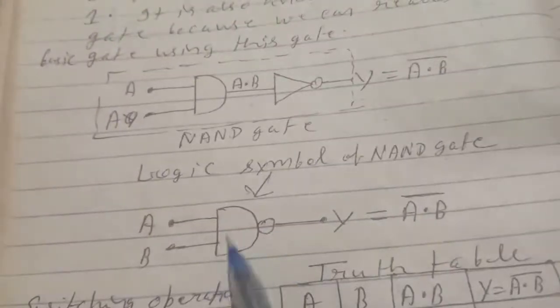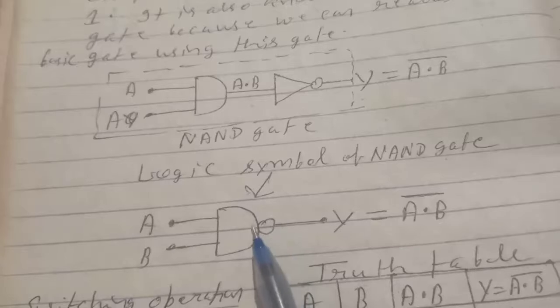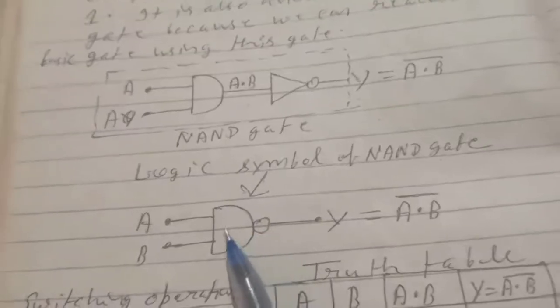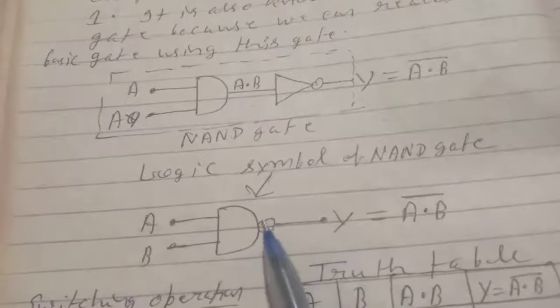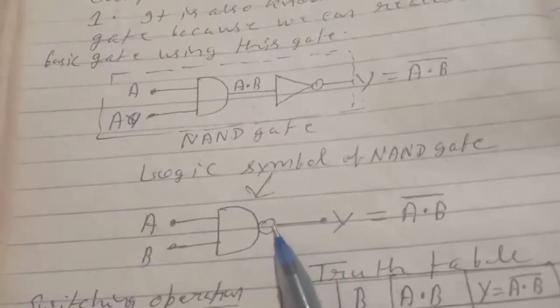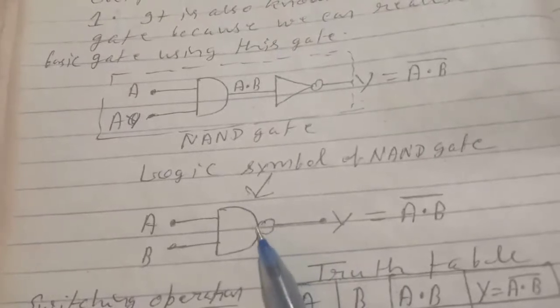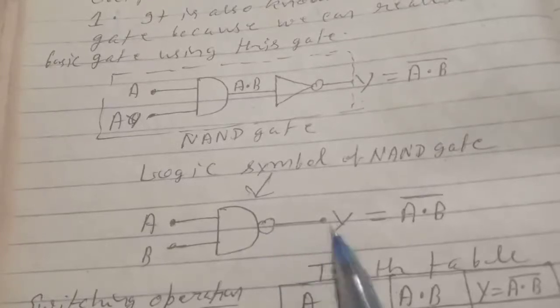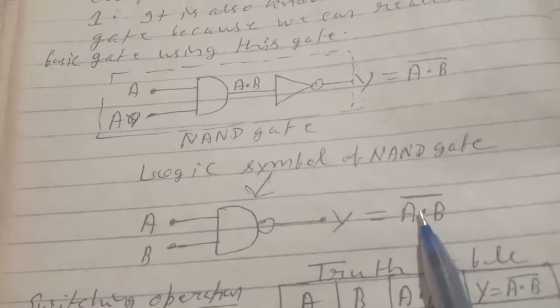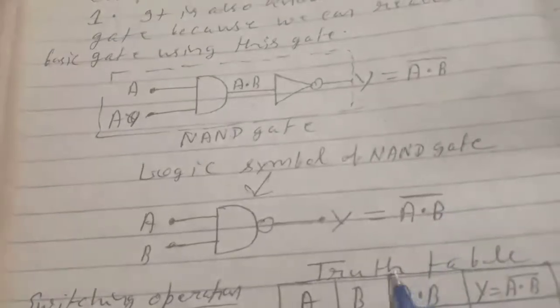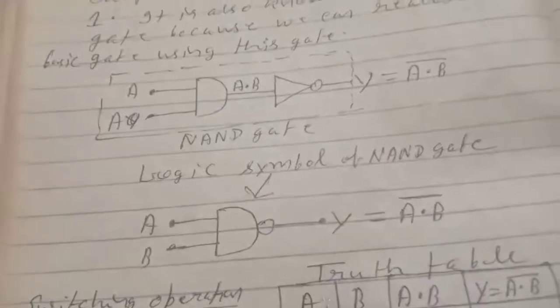Now the logic symbol of the NAND gate is represented like this. This is the original logic symbol of the NAND gate. Here is input A, this is the input B, and here we put a circle on the head of the AND gate, and it converts into a NAND gate, and Y equals A dot B bar, or A NAND B, as we can also say.